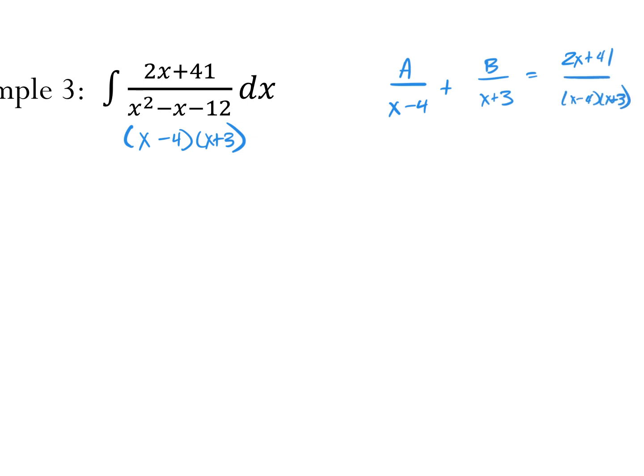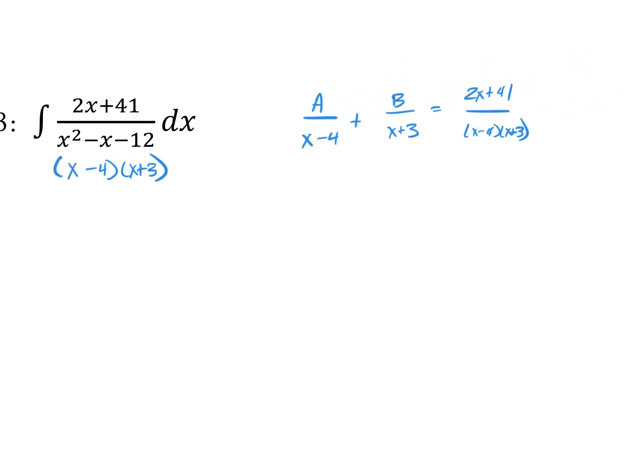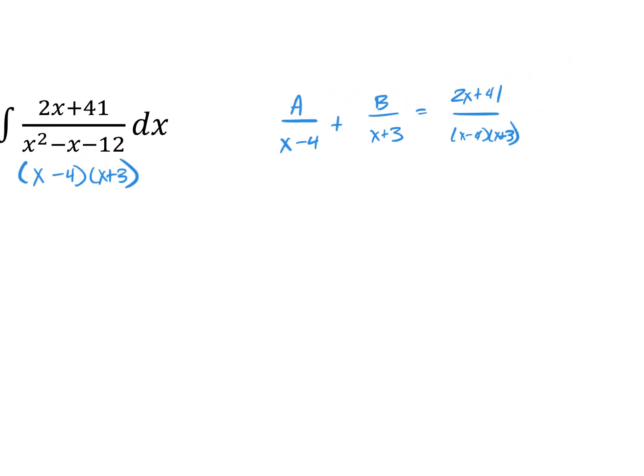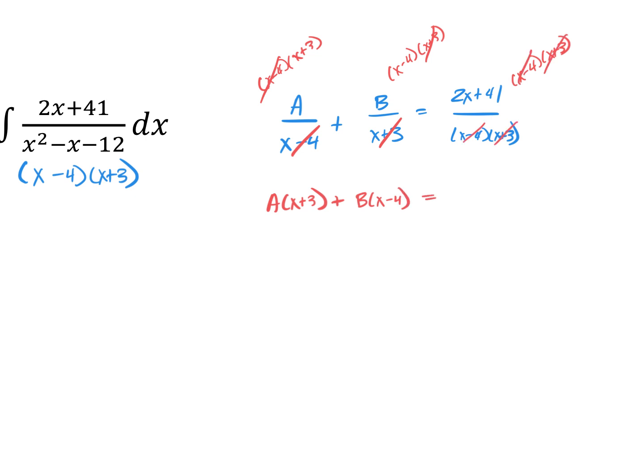One of the things that came up when I taught this to the class, so I'm going to make sure we understand what's going on here, is the next thing we're going to do is solve this equation. I'm going to multiply every fraction by the common denominator of x minus 4 times x plus 3. For this one, the x minus 4's cancel, and I have a times x plus 3. For this one, the x plus 3's cancel, and I have b times x minus 4. And for this one, everything cancels, and I have 2x plus 41.